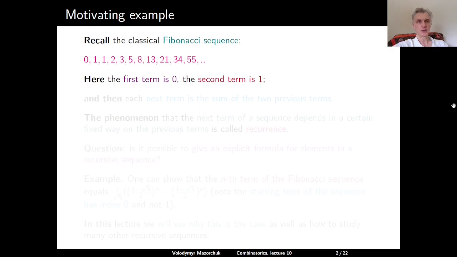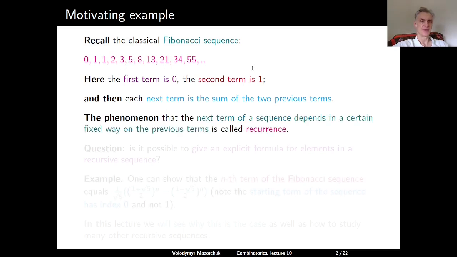Here, the first term of the sequence is 0, the second term is 1, and then each next term is the sum of the two previous terms. So 0 plus 1 is 1, 1 plus 1 is 2, 1 plus 2 is 3, 2 plus 3 is 5, and so on. The phenomenon that the next term of a sequence depends in a certain fixed way on the previous terms is called recurrence.